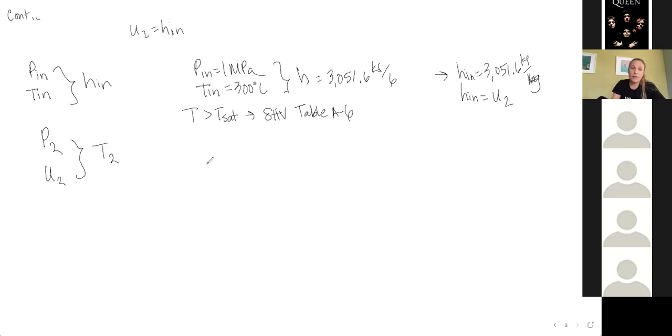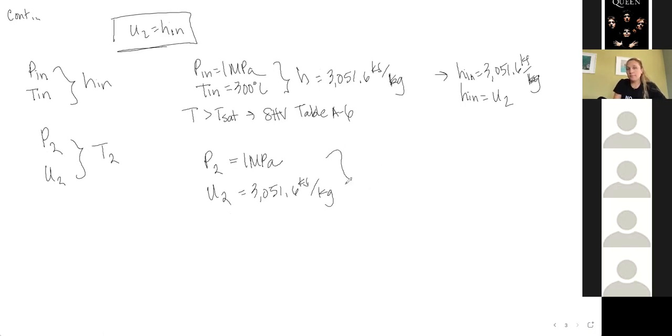So I fixed my incoming properties. Now I'm going to fix my final state properties. My pressure at point 2 is going to be this 1 megapascal. And my internal energy at point 2 is going to be equal to, using this equation, my incoming enthalpy, which is 3051.6 kilojoules per kilogram.